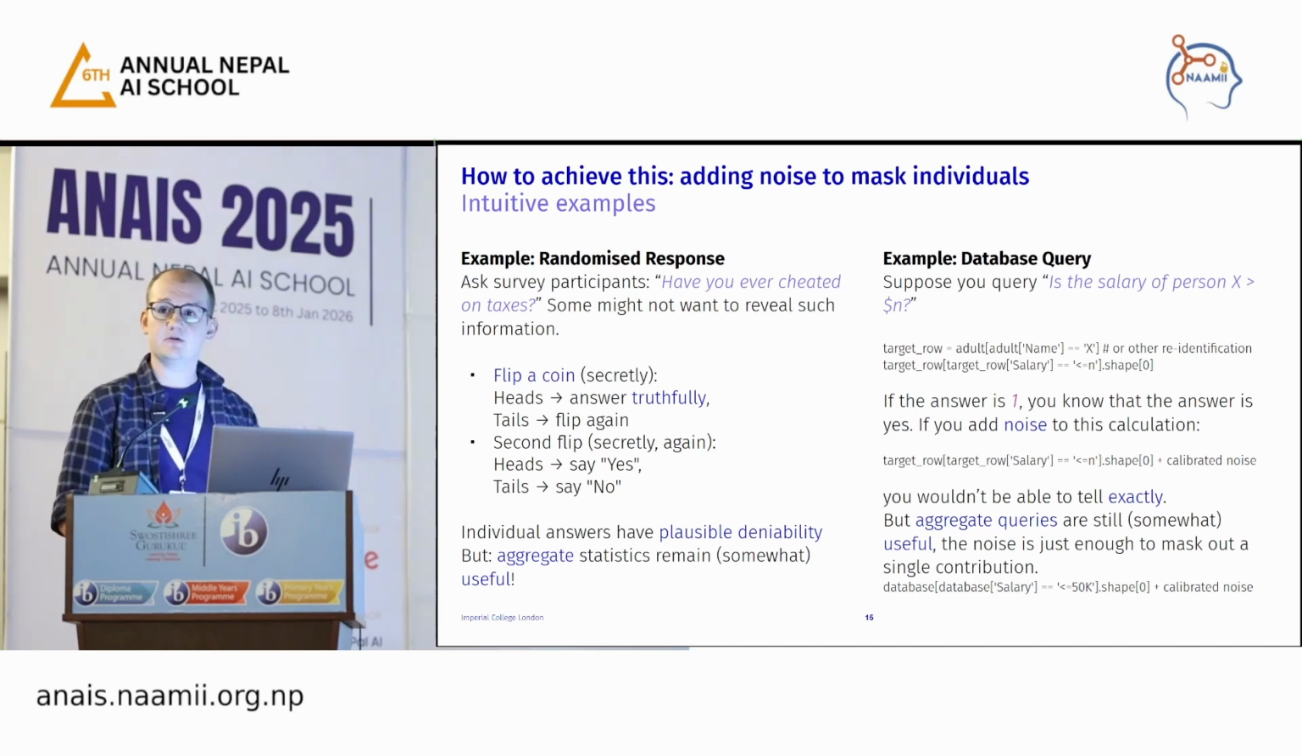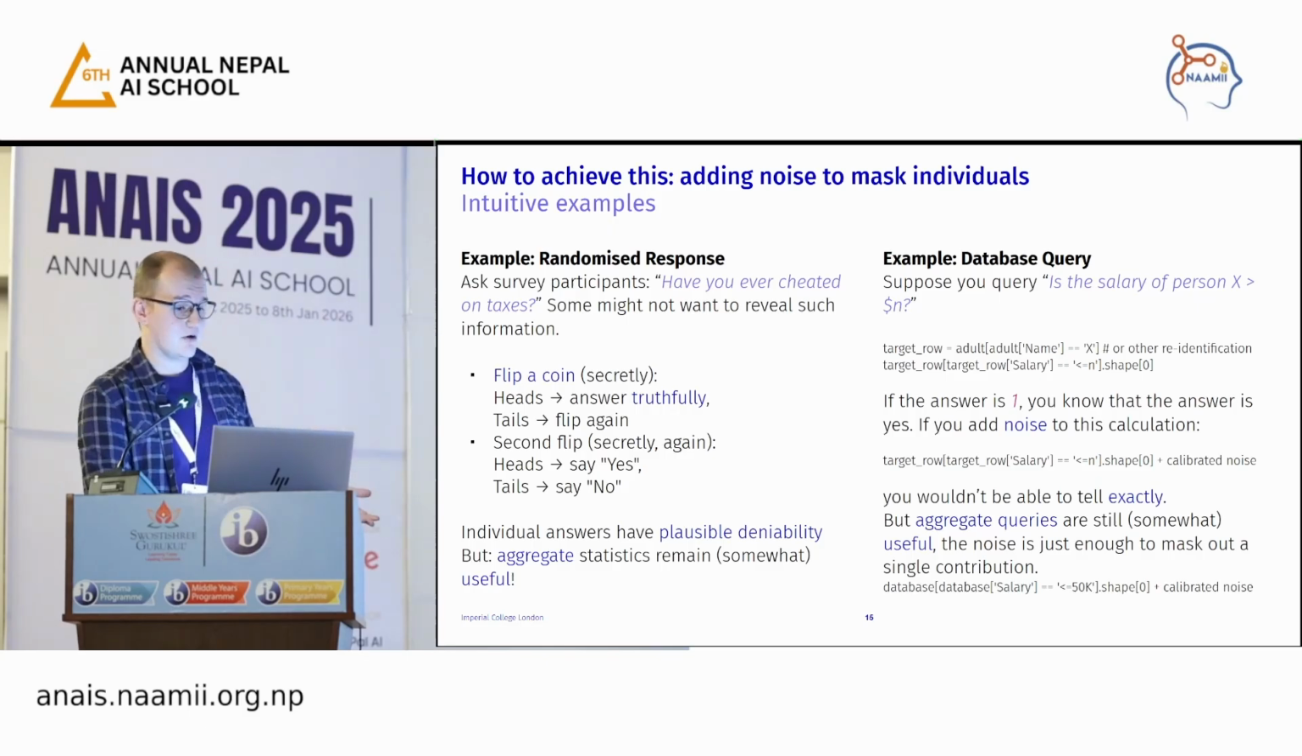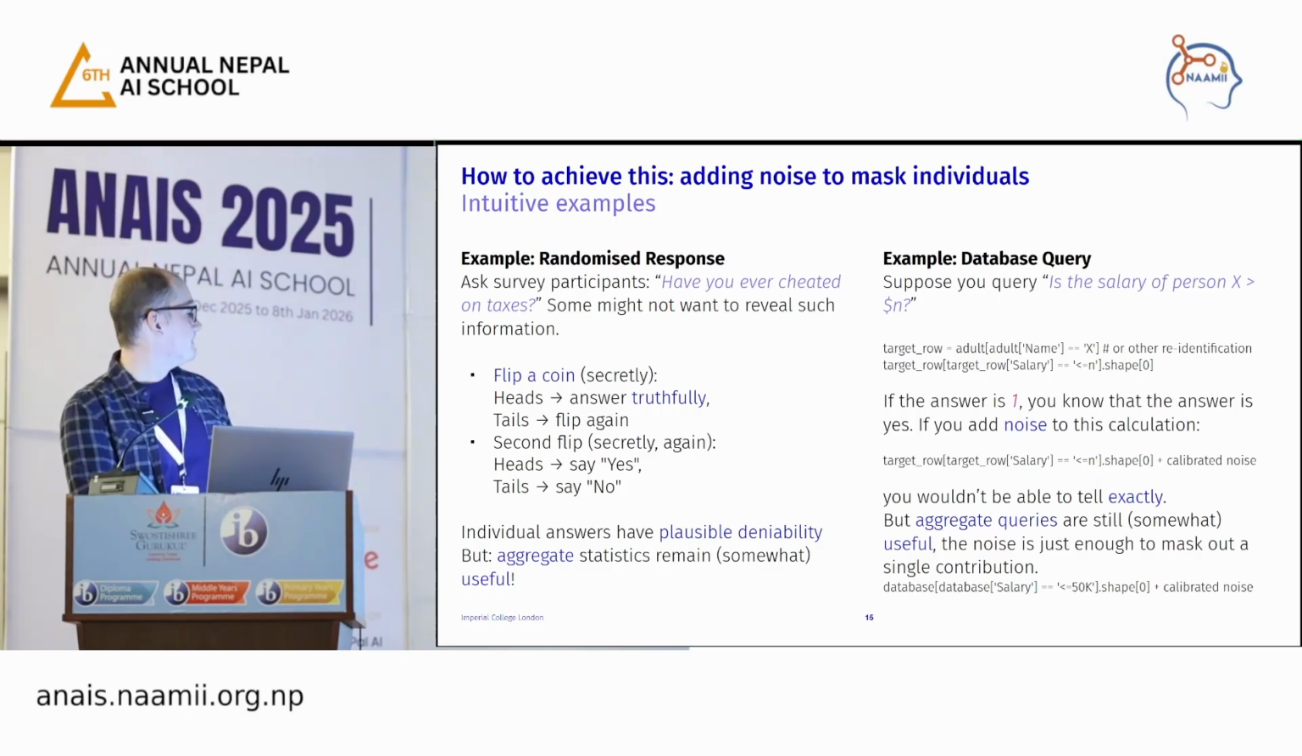So if I ask here in the room, for each individual, we have plausible deniability. Overall, we get a pretty close estimate of what would have been the answer if we had done that without flipping the coin, right? So another example, and here we go more towards databases.